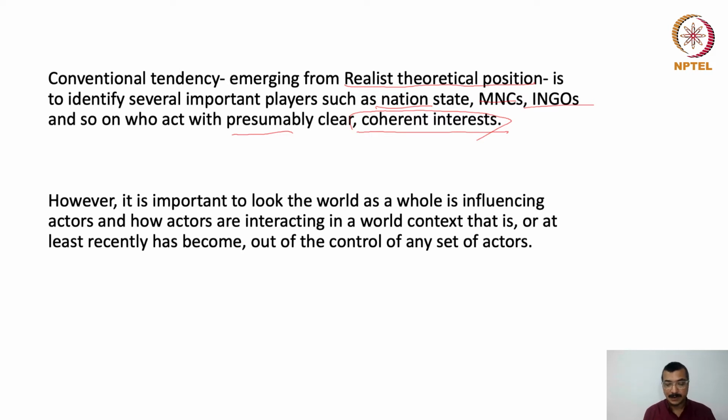However, it is important to look at the world as a whole that is influencing actors, and at how actors are interacting in a world context that has, at least recently, become out of control of any set of actors. The most interesting argument is that the whole world is moving in a direction which we are yet to understand completely. We think that things are running out of control of any particular set of actors. No particular set of actors is able to set the agenda for the world to evolve in a particular manner. No set of actors is able to define the path of global progress or global social change. Things are going out of hand. Nobody is able to set an agenda and then act accordingly.